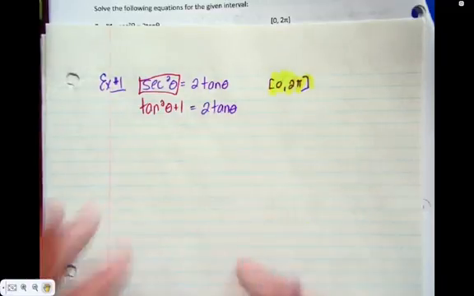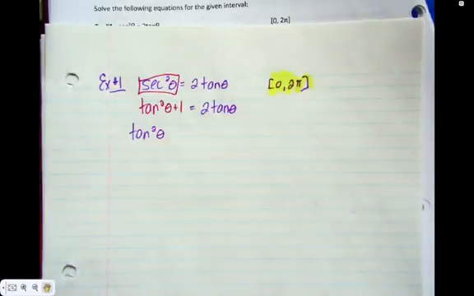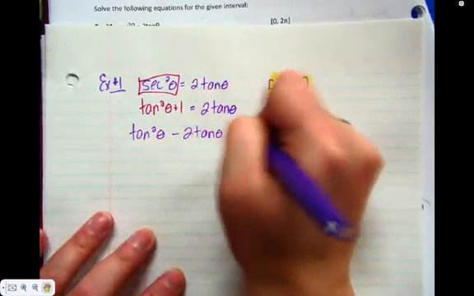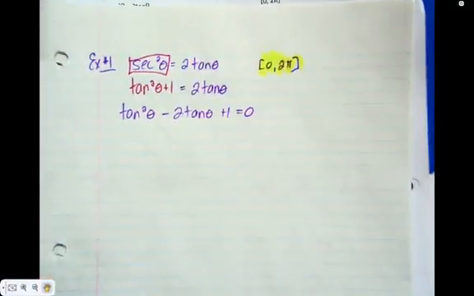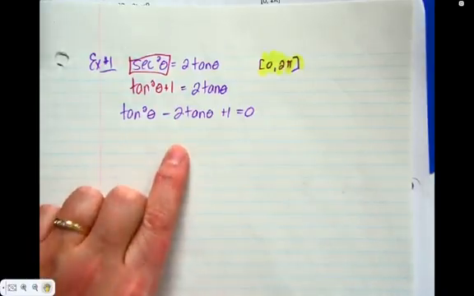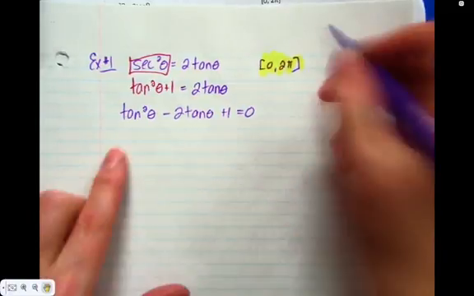Isolate. So get everything onto one side. So I'm going to move that 2 tan over. So I'm going to keep my tan squared, minus 2 tan theta plus 1 equals 0. Now if your brain is like, that's a lot of stuff, I don't know what I'm doing, on a scrap piece of paper, off to the side, not on your exam paper, put X's instead.